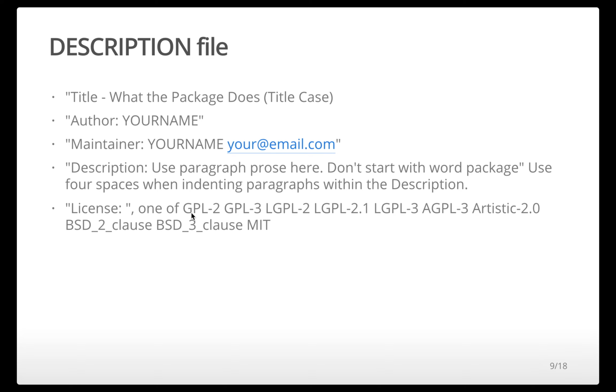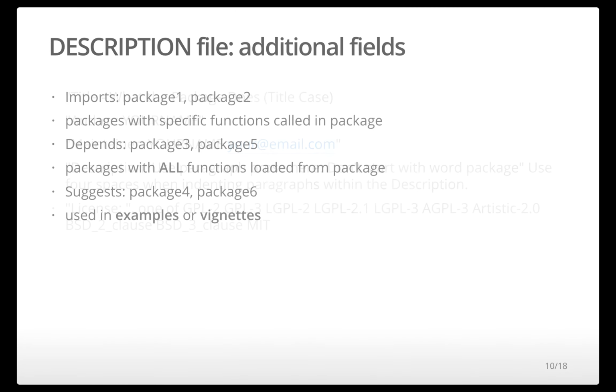So licensing can be one of this list. So again, the GNU Public License, versions 2 or 3, the more liberal ones, Artistic, there's BSD licensing and MIT licensing, and these are the ones, because R is an open source language, for you to get your package onto something like CRAN, you need one of these licenses for your package. So here are some of the fields that aren't included in that description file, and probably some of the most important.